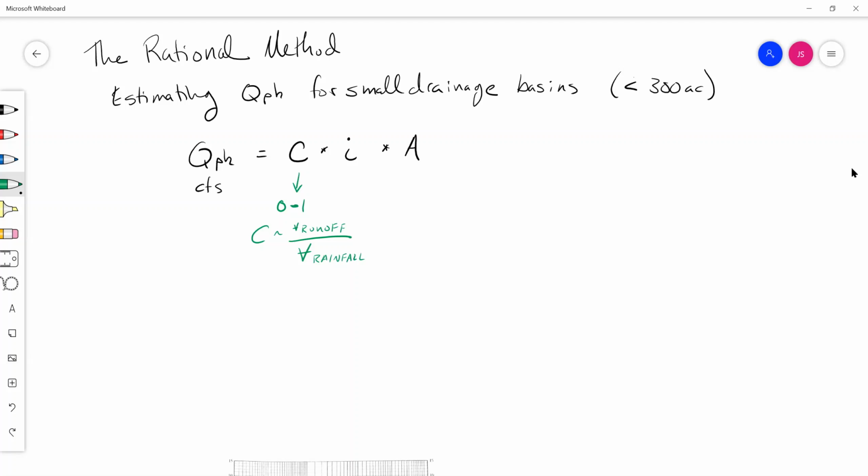So you could imagine that a more impervious area would have a higher runoff coefficient, maybe something like 0.9 or something like that. This is our rainfall intensity, and it has units of inches per hour. We'll unpack that in a minute. And then this is our drainage area in acres.